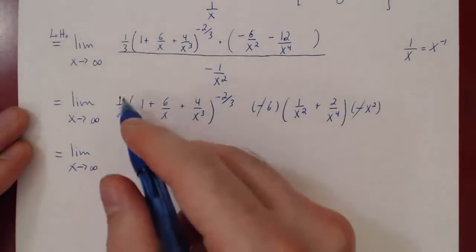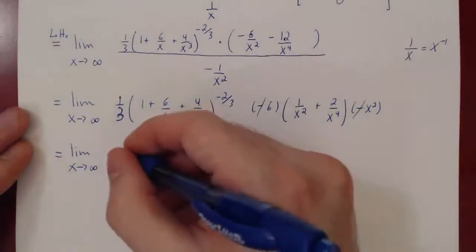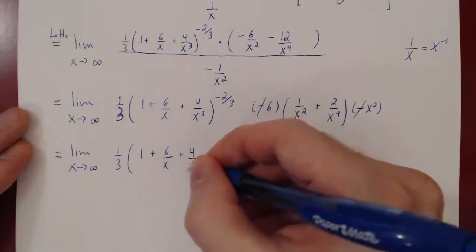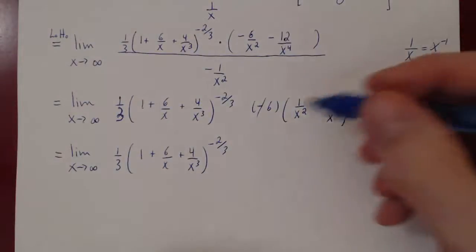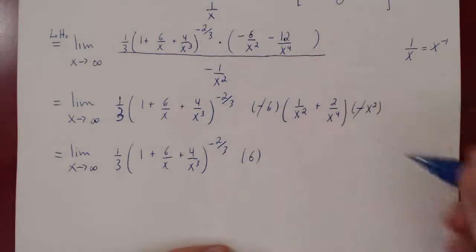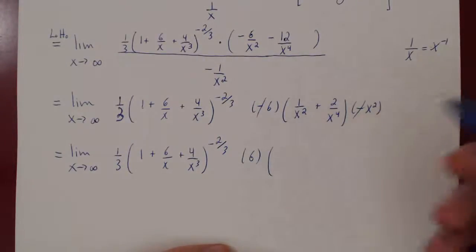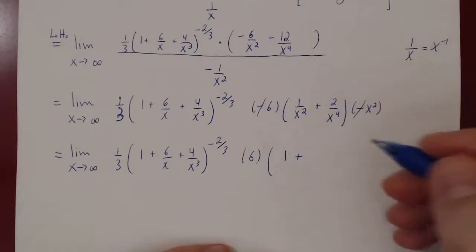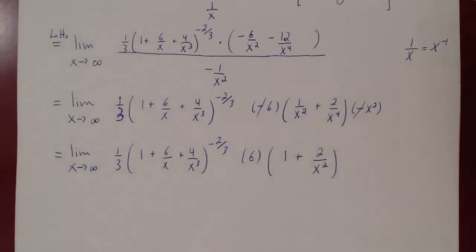So we have, oh, sorry, this was not 1/2, it was 1/3, my bad. So it's 1/3, 1 plus 6 over x plus 4 over x cubed to the power of negative 2/3 times, there's a 6 here, so times 6, times, and now we multiply across by x squared. So x squared over x squared is just 1, plus x squared over x to the 4 gives you an x to the 2 on the bottom, so you have 2 over x squared. And now, if you look at this, we can let x go to infinity.